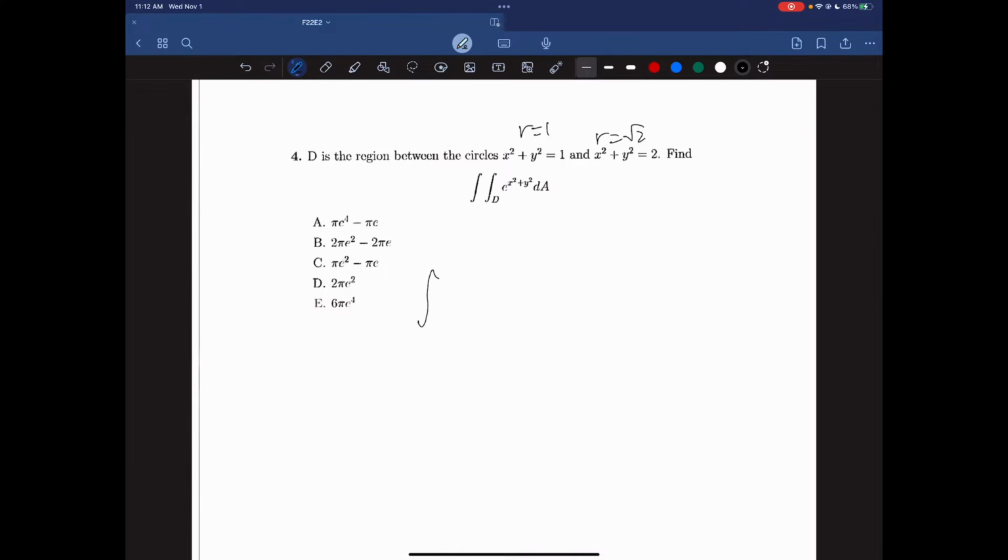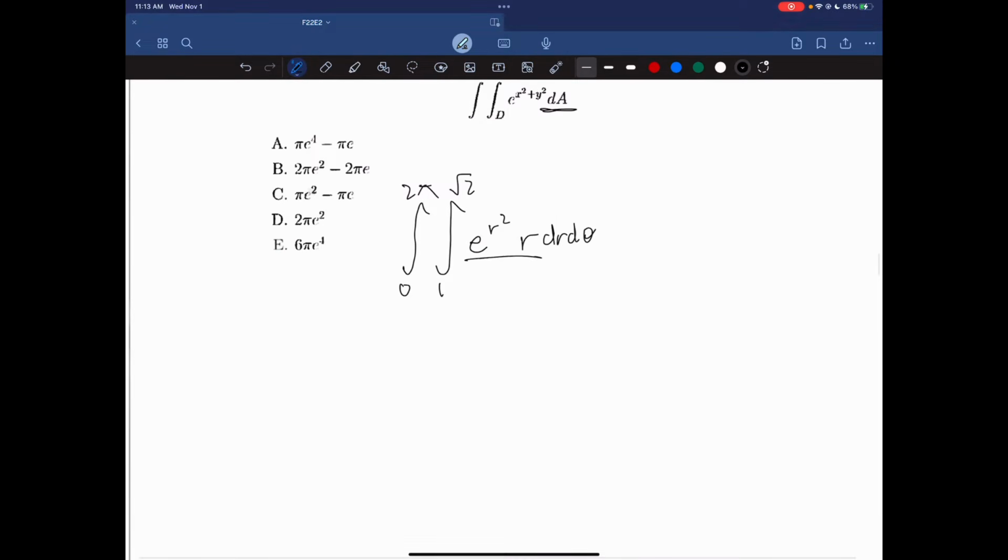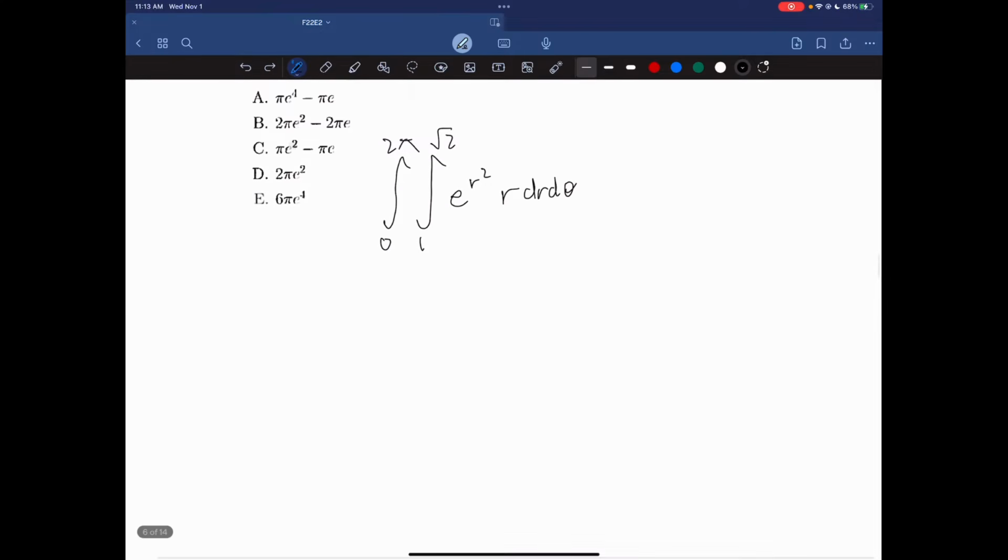So if we write it out, double integral here, e to the r squared, and we have to remember that dA is r dr d theta. Theta is from 0 to 2 pi because we're just between the circles, and circles are by definition 0 to 2 pi. R, like I said, is 1 to root 2. And it's worth noting that since nothing depends on theta in the actual integral, we can just take out the 2 pi.